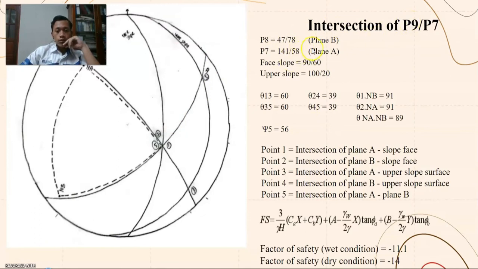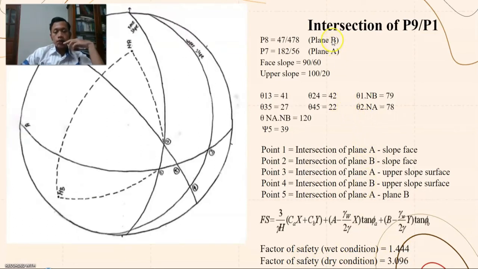The lower dip angle, which is 58, will be plane A, which is P7, and then the great circle of A and B is drawn, the slope surface is drawn, and the upper slope surface is drawn, and then tabulate point 1 to point 5 to find the parameters, which are the angles theta 13, theta 35, theta 24, theta 45, theta NB 21, theta 2 NA, and theta NA and B. Then by calculating the formula, we got the factor of safety in wet condition is negative 11.1, and in the dry condition is negative 14.